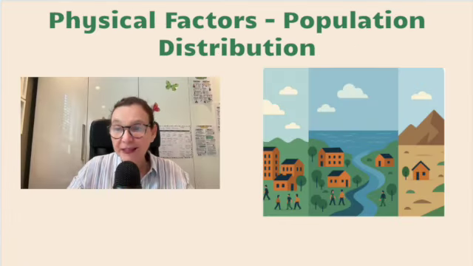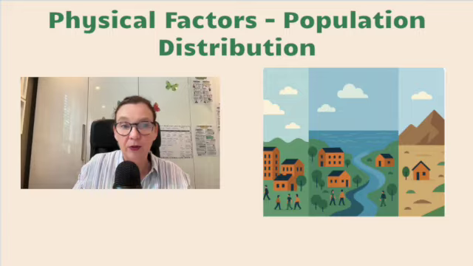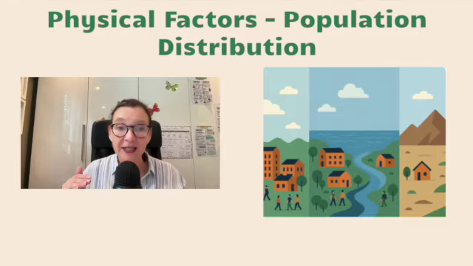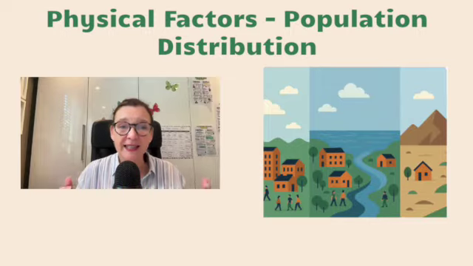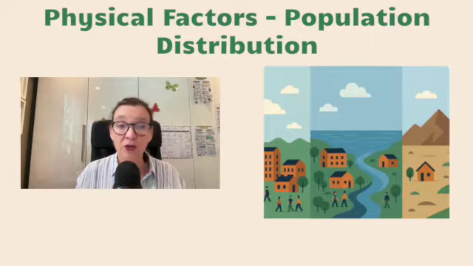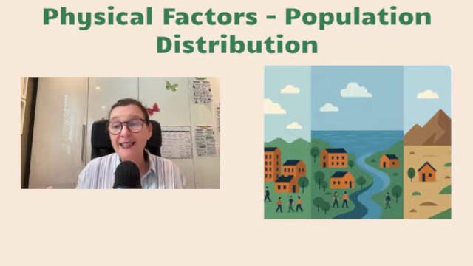Now let's break down the physical factors that shape where people live. First up, climate. People usually prefer moderate, mid-latitude climates. The kind that's good for farming and comfortable to live in. On the other hand, extreme climates, too hot or too cold or too dry, tend to have fewer people.